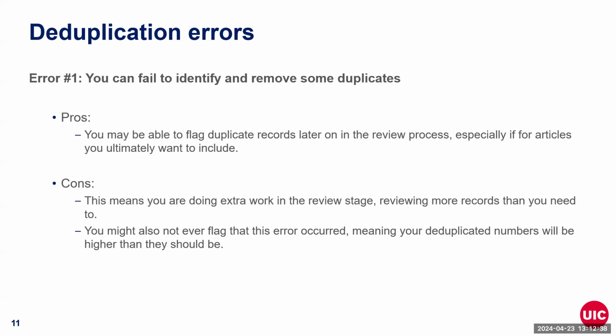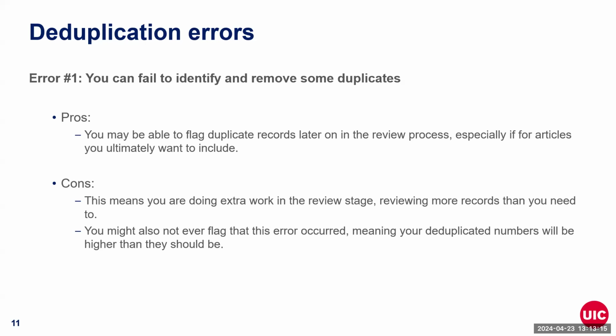In that first error, failing to identify and remove some duplicates, I've talked about pros and cons, it's a slightly funny way of splitting it. But the nice thing, the pro about this, is that you may well be able to flag later on that something is in fact a duplicate, especially if it falls into an article that you ultimately want to include, because you have a small number then, and you'll be able to say, oh, okay, I ended up with 20, but these two are actually the same. So actually, this is something I should have flagged as a duplicate. I can go ahead and remove that now and tag it accordingly.